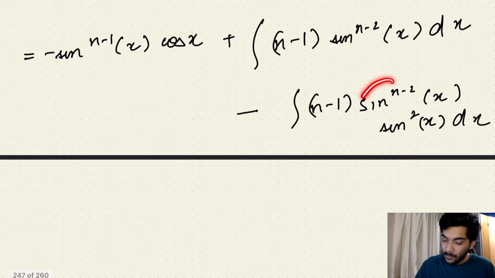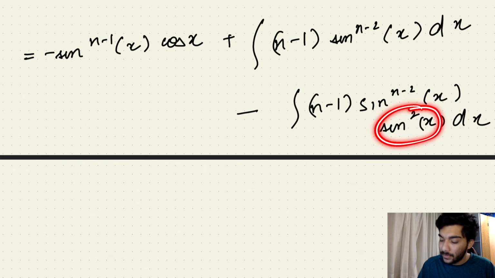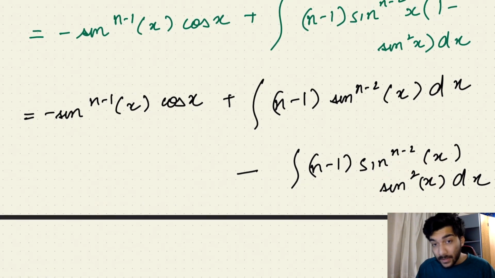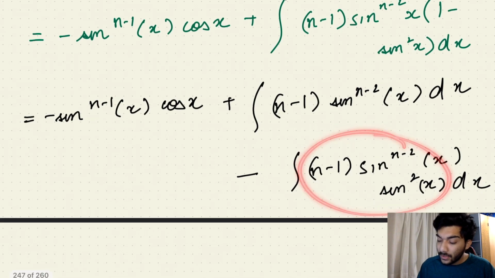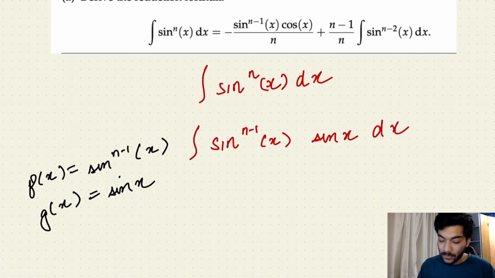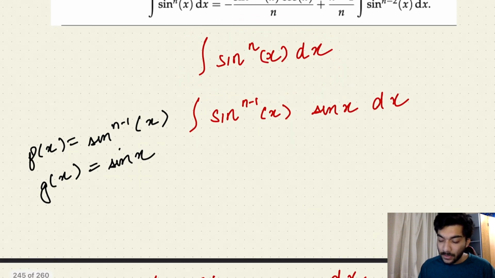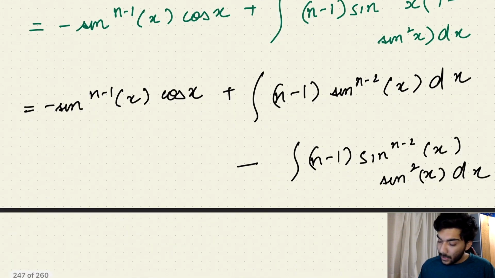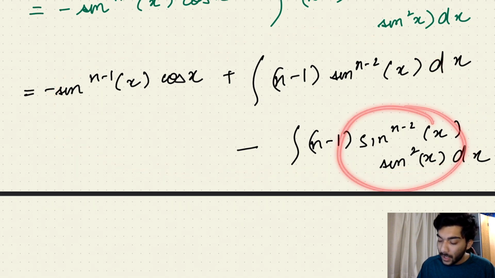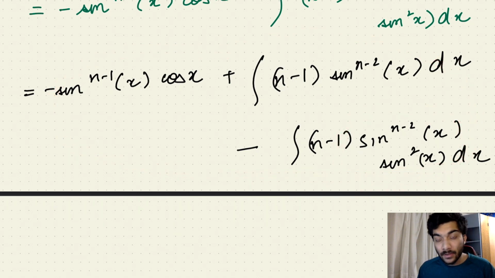And now if we multiply sine to the power n minus 2 x with sine square x, we'll get sine to the power n x, right? And then in this case, we basically got the same expression that we wanted to calculate at the start of the question, right? Which is integral sine to the power n x. And after we solve this expression over here, we'll get a term which would again be similar to the expression sine to the power n x, right?